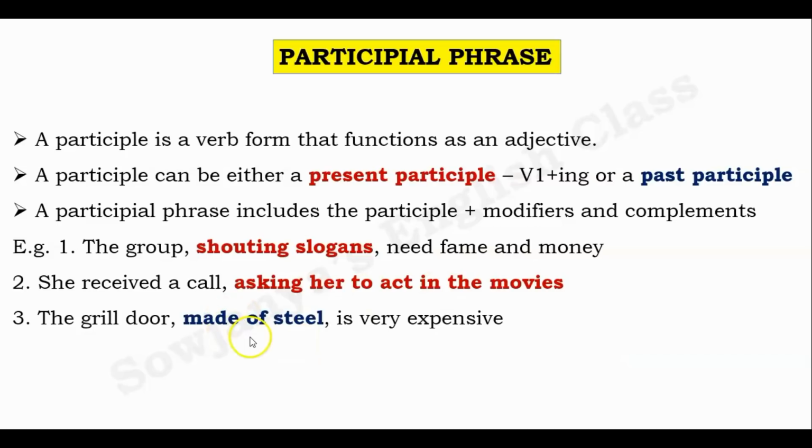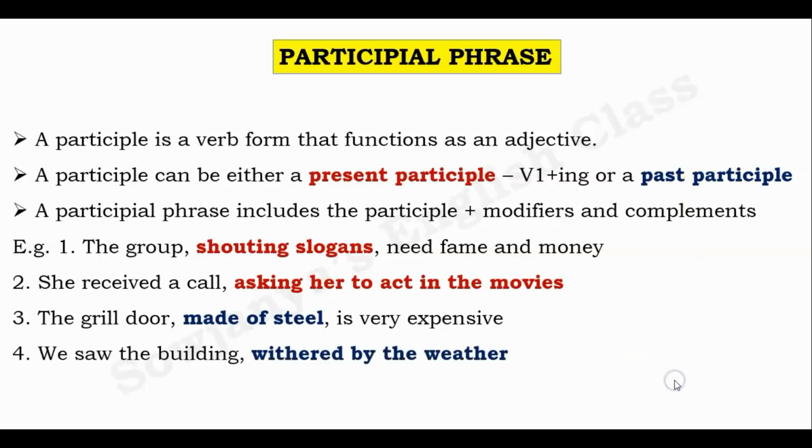The grill door made of steel is very expensive. So what sort of grill door am I talking about? Made of steel. Here made is V3, that is past participle. We saw the building withered by the weather. How was the building? Withered by the weather. So withered here is V3.